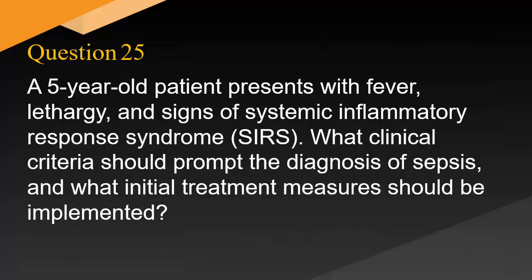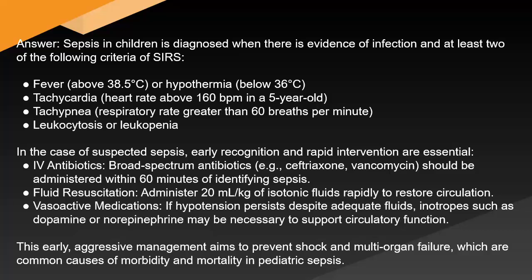A 5-year-old patient presents with fever, lethargy, and signs of systemic inflammatory response syndrome. What clinical criteria should prompt the diagnosis of sepsis, and what initial treatment measures should be implemented? Answer: Sepsis in children is diagnosed when there is evidence of infection and at least 2 of the following criteria of SIRS. Fever above 38.5 degrees or hypothermia below 36 degrees, tachycardia, heart rate above 160 bpm in a 5-year-old, tachypnea, respiratory rate greater than 60 breaths per minute, leukocytosis or leukopenia. In the case of suspected sepsis, early recognition and rapid intervention are essential.